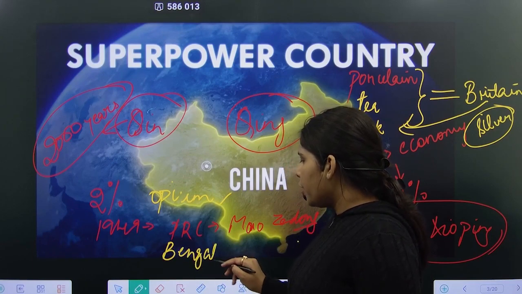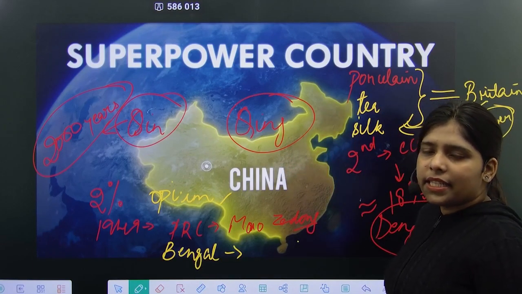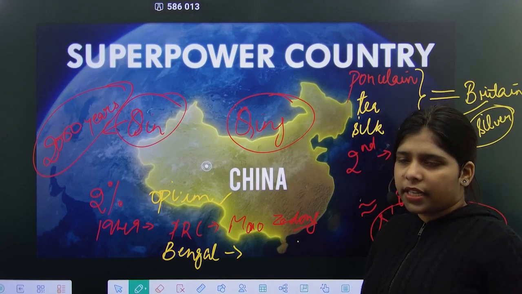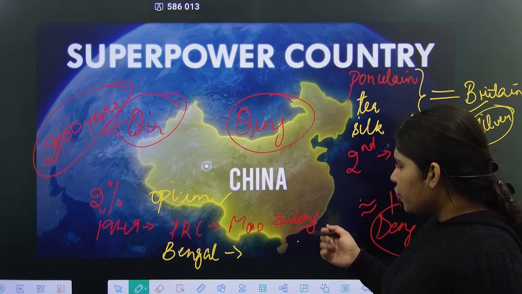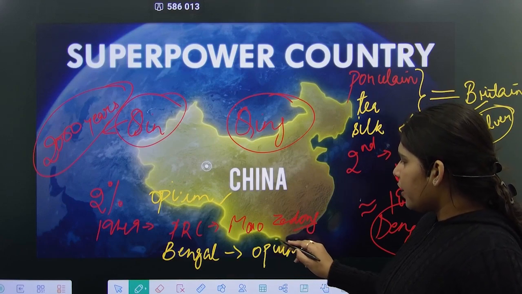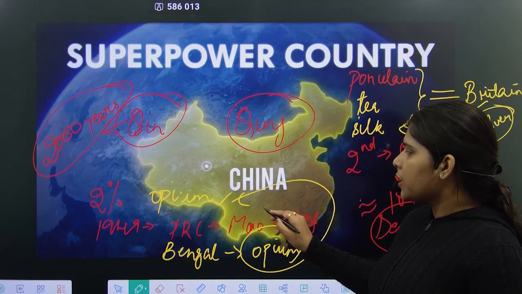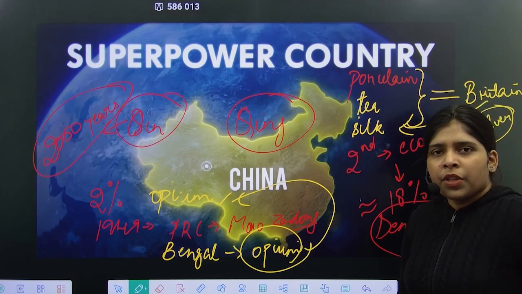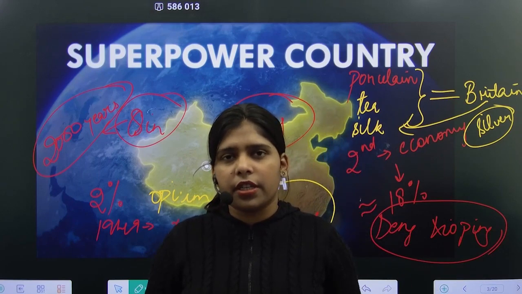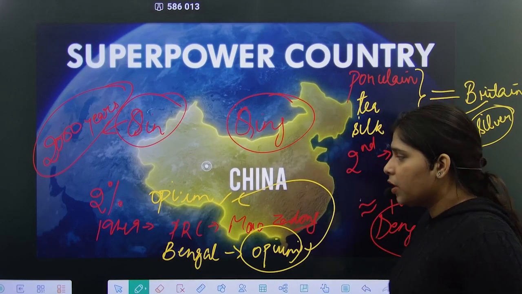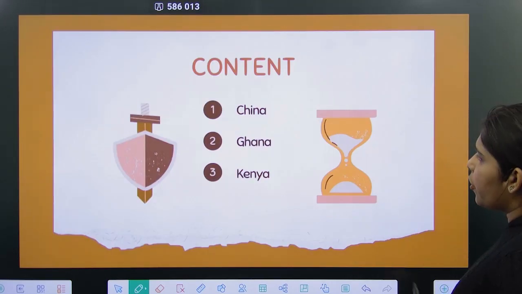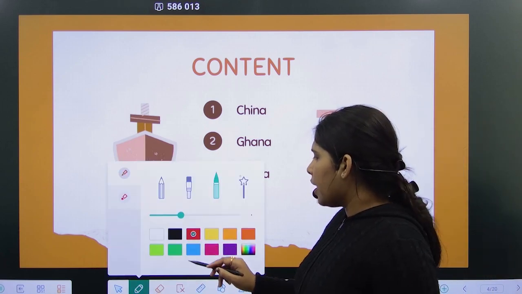India was already a colony of Britain in the 19th century. And of course, 18th century, 19th century, and of course, 20th century. British made us grow opium in Bengal. And this opium was then exported to China. All right. So this is how British put their foot in China. But even before British, there were various European powers who had their interest in China. This I've already told you. We're going to study about China, Ghana, and Kenya.